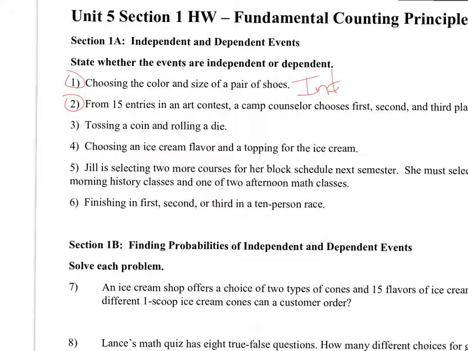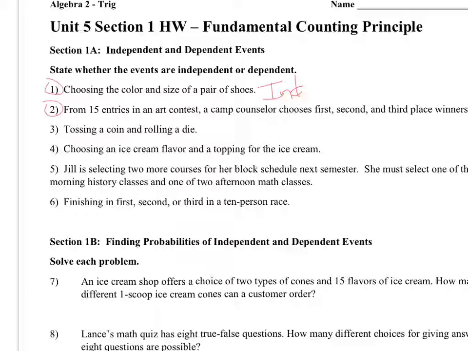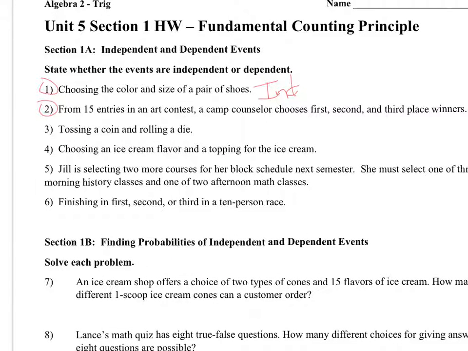From 15 entries in an art contest, a camp counselor chooses first, second, and third place winners. So if you look at this, there's 15 entries, and they're going to choose a first, second, and third place winner. So kind of 3 things going on there. Now, if they choose a first place winner, that affects who can be second place, because that person that was chosen as the first place winner cannot be second place. And likewise, the third place winner cannot be whoever won the first or the second place. So those are dependent.